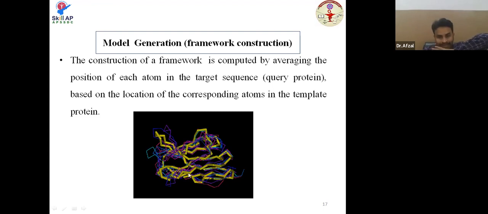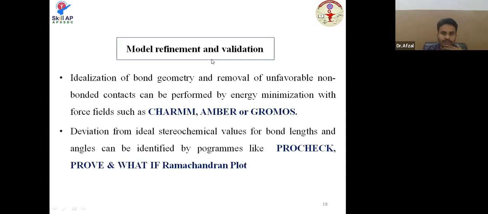Whenever they are perfectly aligned, the model that has been developed is much more valid because it shows a close resemblance to the actual template code. And the next step, after model generation, is that we need to refine the model and we need to validate this model.